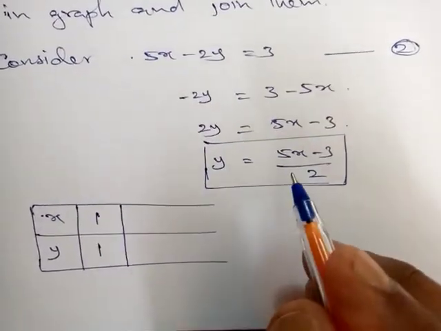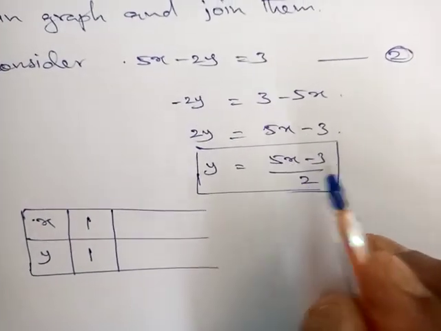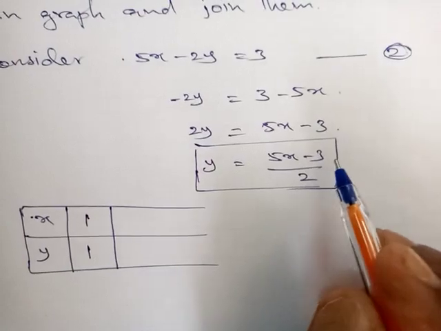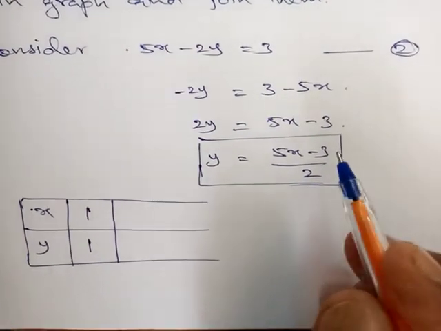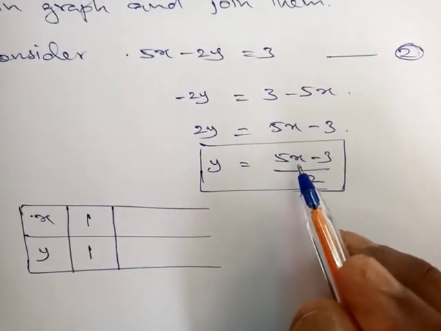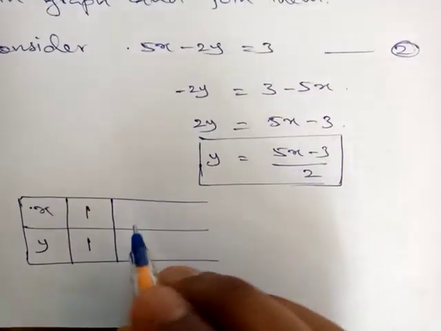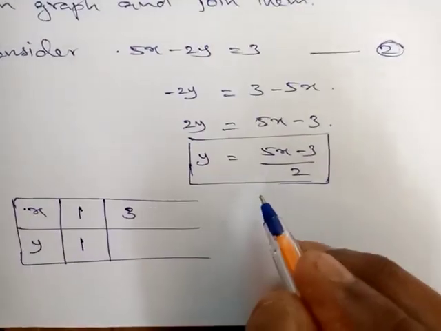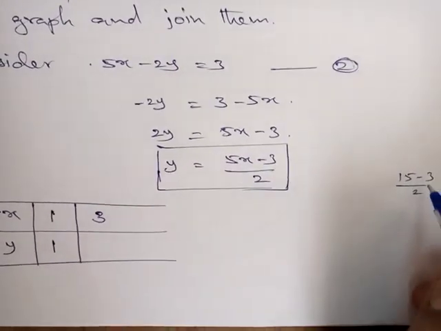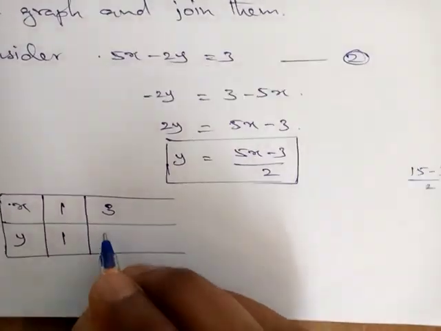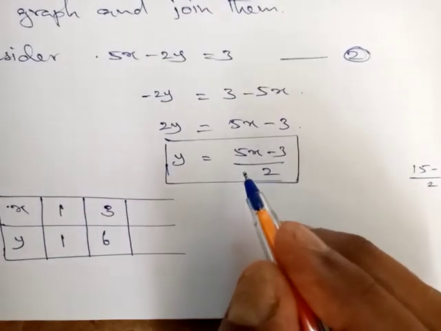Next, what can we give for x value? If you give 2, 5 into 2, 10. 10 minus 3 is 7. 7 by 2, that is 3.5 we will get. So leave that. 3 you give. 5 into 3, 15. 15 minus 3, 12. So I am giving 3. So 15 minus 3 divided by 2. So 12. 12 by 2 means 6. Y value is 6.